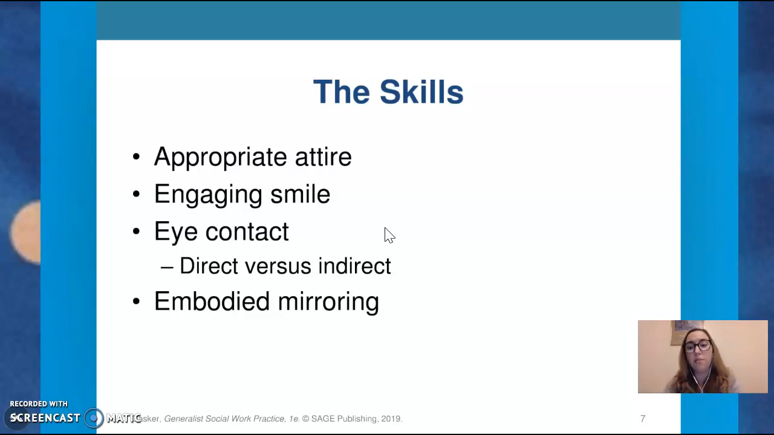Another skill we can use is embodied mirroring. So again, that's not where you're actually mirroring your client in every move they make, but watching their body language and matching it with our own. So if they're leaning in, we might lean in. If they're leaning back, we might give them a little bit more space, right?